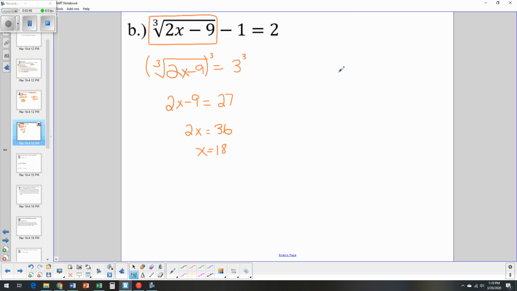Doing a quick check. We're looking at the cube root of 2 times 18 minus 9, minus 1 equals 2. It's going to end up being the cube root of, going to do a little bit of math together, 36 minus 9 is 27. The cube root of 27 is 3. And we do know 3 minus 1 equals 2. So x equals 18 is a good answer.